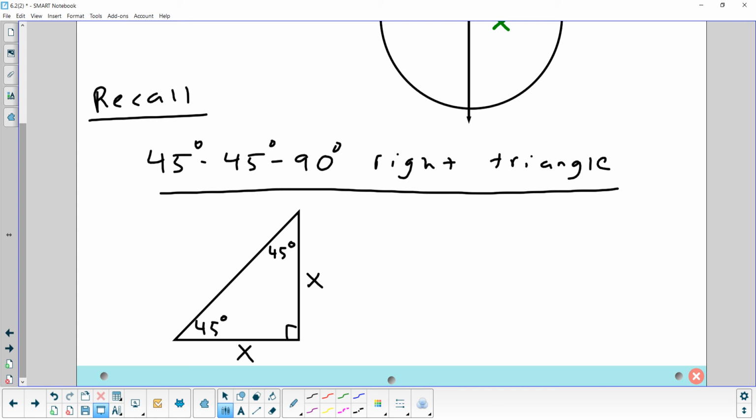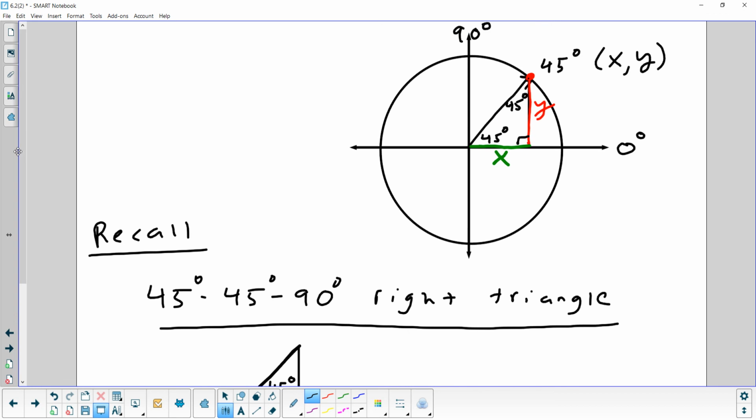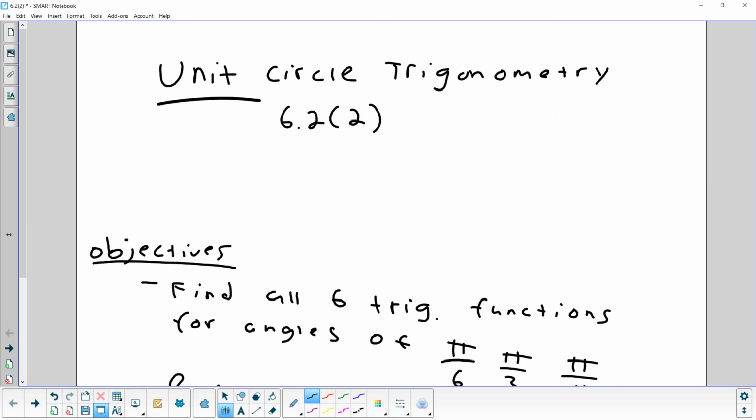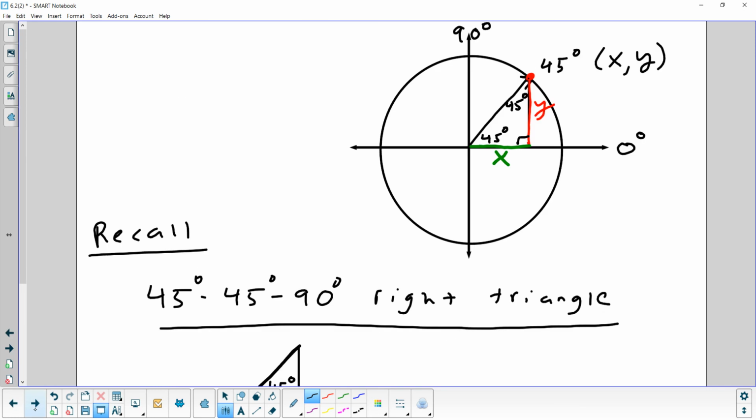Now, what is this side in my triangle? Yep. It's the hypotenuse. What is that side in my circle? Yeah. It's the radius. And remember, we're dealing with a unit circle, which means the radius is automatically what number?